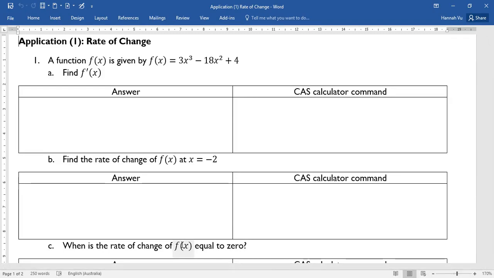Now, question 1. You have a function and it is defined by 3x cubed.